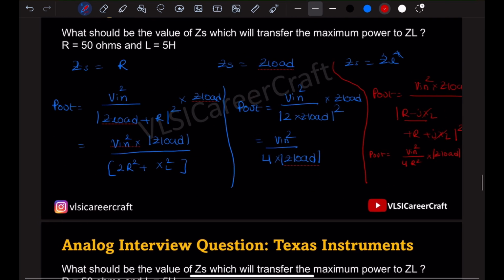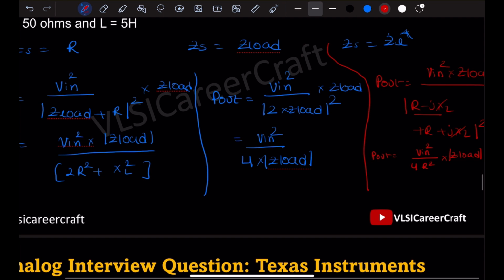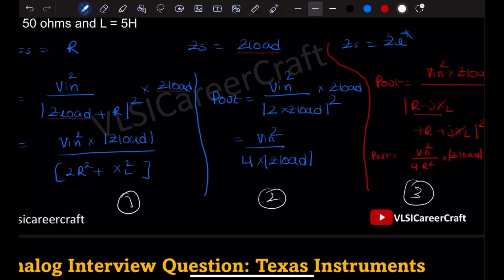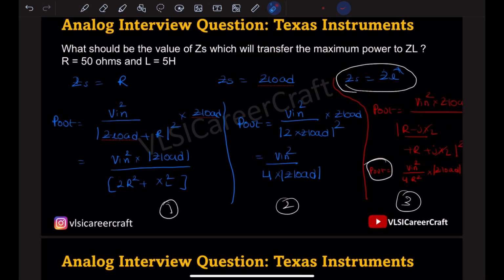If we look at these three equations, equation 1, equation 2, equation 3, it is evident that the maximum power gets delivered when the source impedance is the complex conjugate of the load impedance. And that is the answer. Till now we have seen the intuitive way of solving this maximum power transfer theorem question.